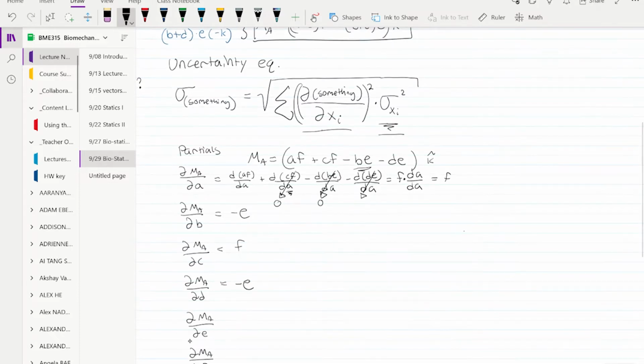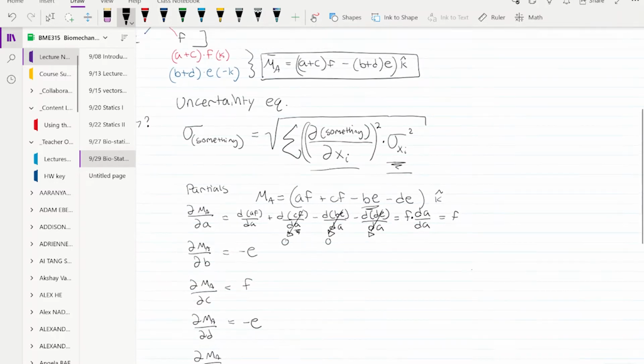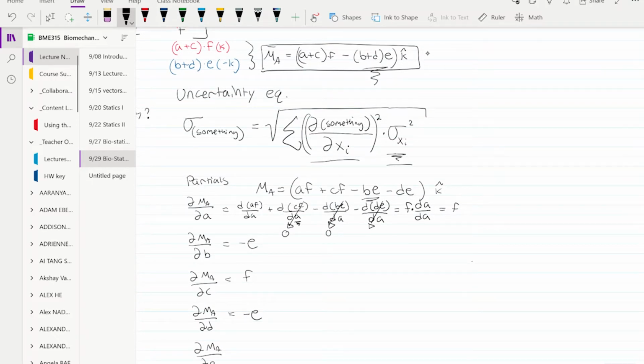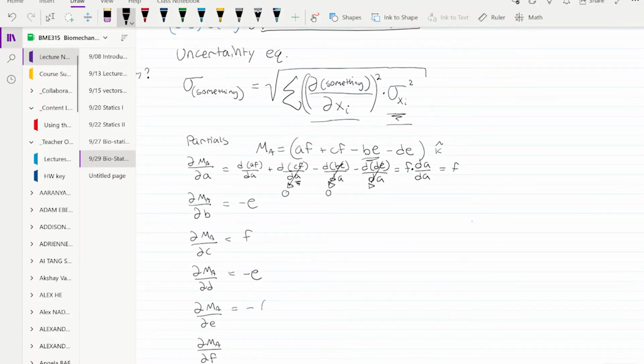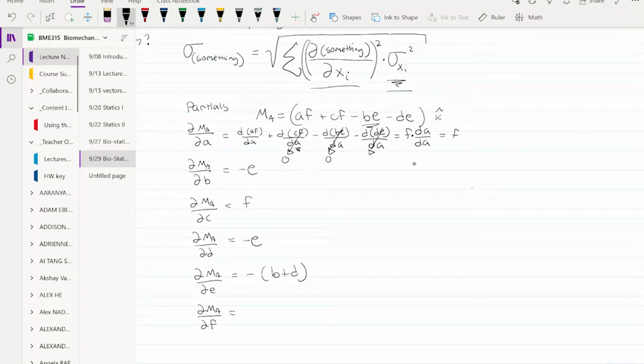Okay, what about E? So E is negative B minus D, because you're going to pull all that stuff out, right? Remember that we can just look at this one up here again, and this is the constant term, right? This will be the constant term, and that'll be DE. That'll just go to 1. So it's going to be B plus D. It's equal to negative B plus D. Okay. And then F is going to give you A plus C. So those are super easy partials, right?